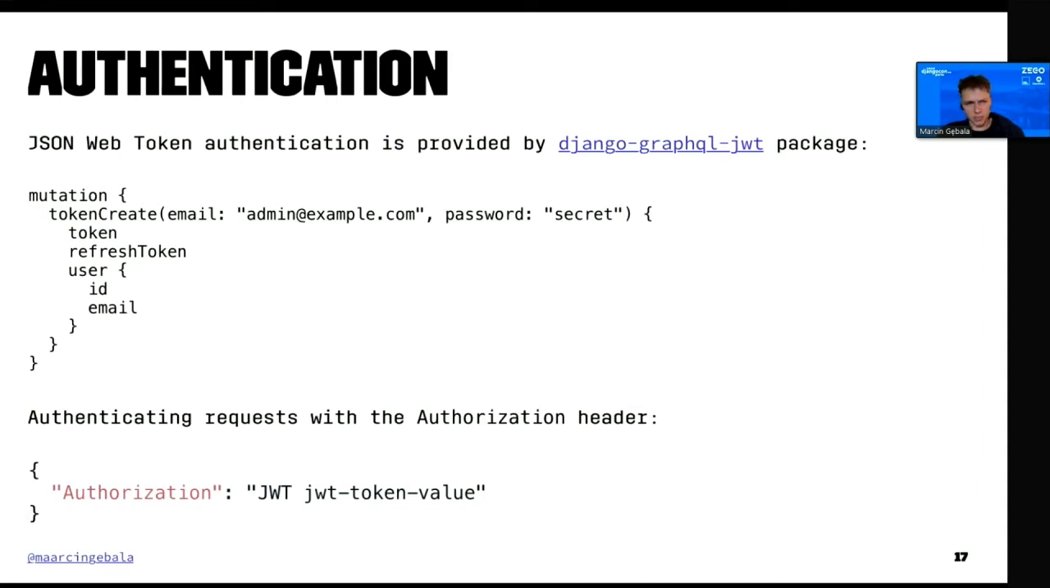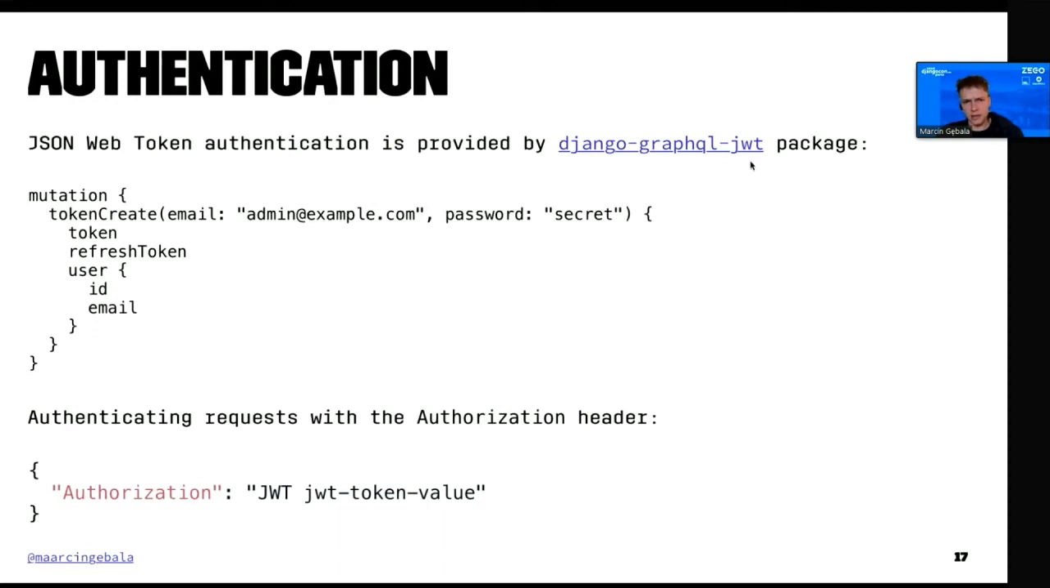If we wanted to support JSON Web Tokens in our GraphQL-first Django app, we need to use this library called Django GraphQL JWT. Support for JSON Web Tokens is not provided by default in Graphene Django. We need to use this library.